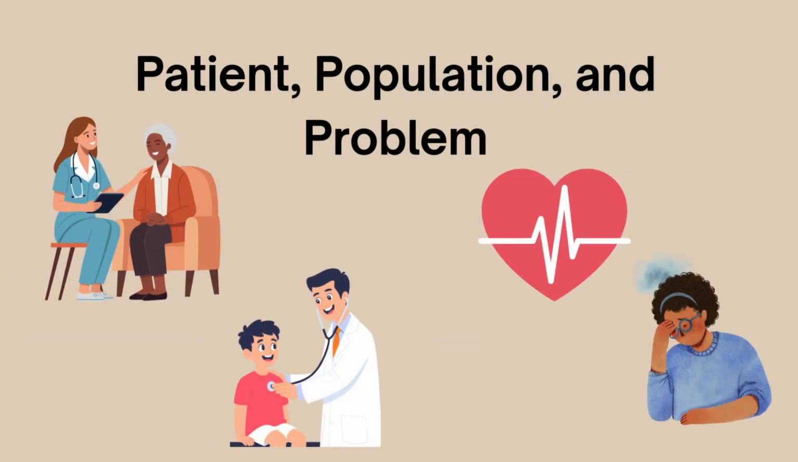P is for Patient, Population, and Problem. That means searching for the kind of patient or population, such as the elderly or children with a specific type of problem, such as heart disease or depression.